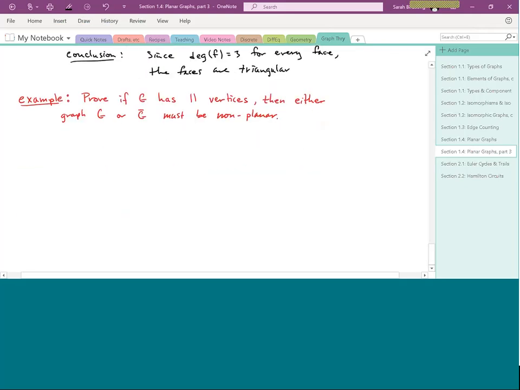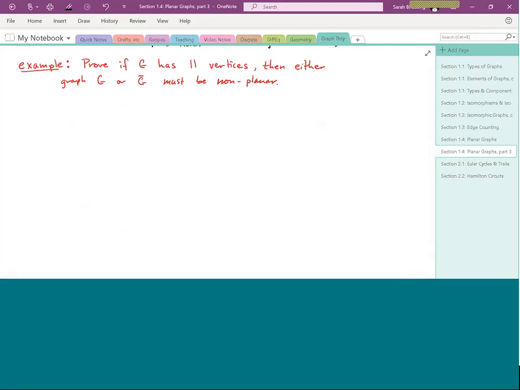All right, so this last example is talking about some graph, and that graph is on 11 vertices, hence our looking into the complete graph on 11 vertices. Okay? So what we want to do is prove, and I'm just going to outline this proof, not a formal proof, that if some graph has 11 vertices, then either that graph or its complement, or both, have to be non-planar. So at least one of them can't be planar. Okay? So let's see what we want to do here.